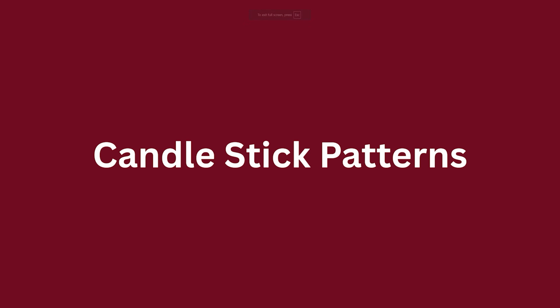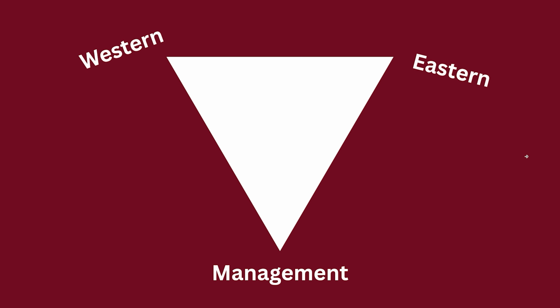All right, so we're gonna talk about candlestick patterns. Now, you have to understand when using candlesticks, you want to combine them. There's the actual triangle. The triangle here represents what you need. You need Eastern technical analysis, which is candlesticks, Western, which is patterns, what we mostly use and what other people mostly use, and there's management, and this is key.